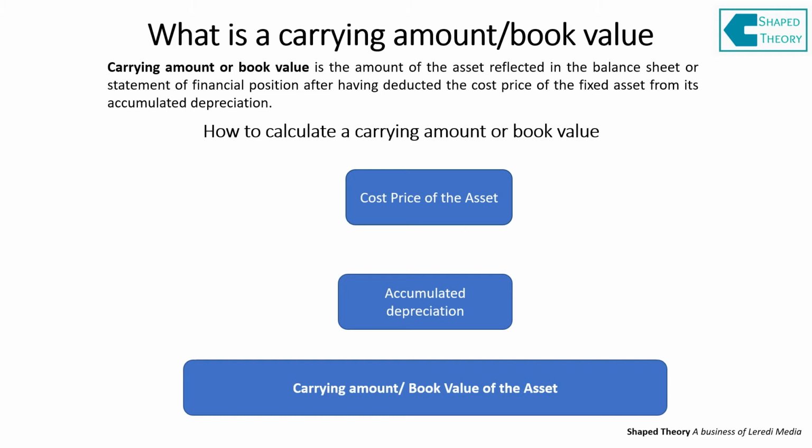Now, let's look at how the carrying amount or the book value is calculated. For us to calculate the carrying amount, we'll need to take the cost price of the asset as reflected on the slide and deduct the accumulated depreciation, which will give us the carrying amount or the book value of that particular asset. The following slides will also define these two items separately in a nutshell.